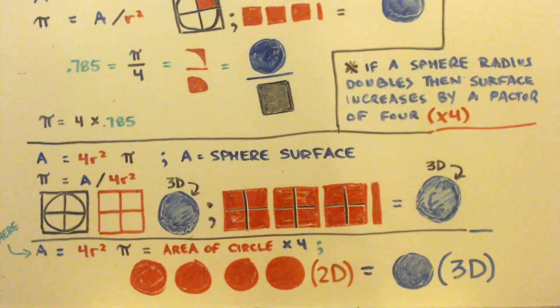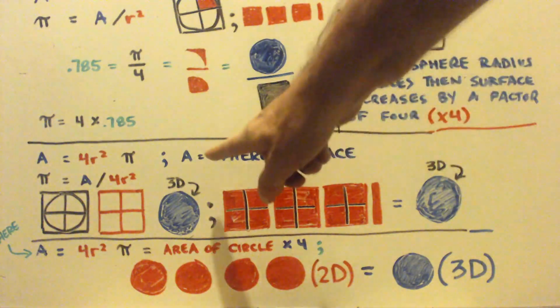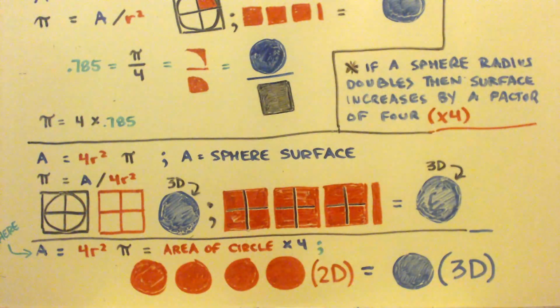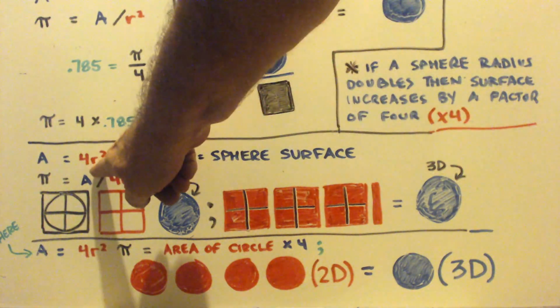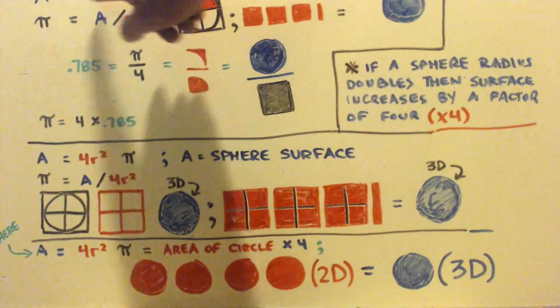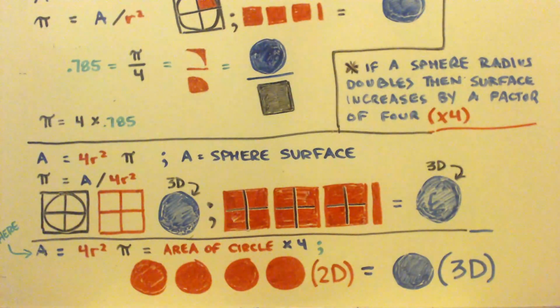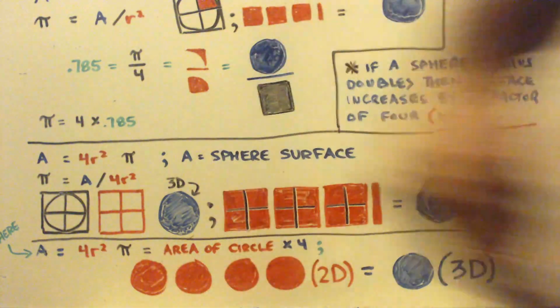What is the formula or equation to get the area of a sphere, the surface? You're like, oh, a sphere is 3D. No, we're talking about the surface. The area of the surface is equal to 4 r squared pi. See, this r squared pi, that's the area of a circle that's 2D, right? So anyways, what's the ratio here?